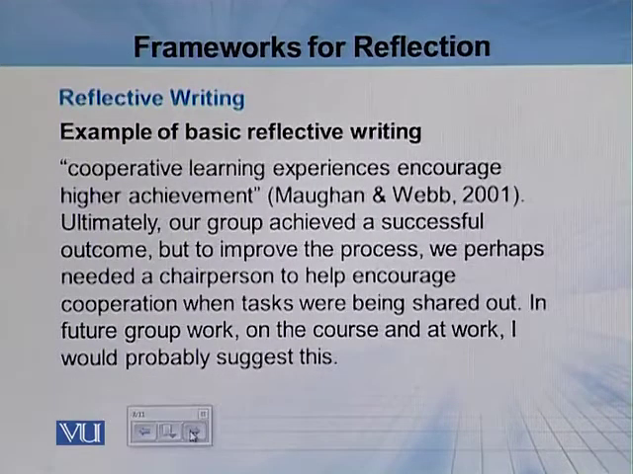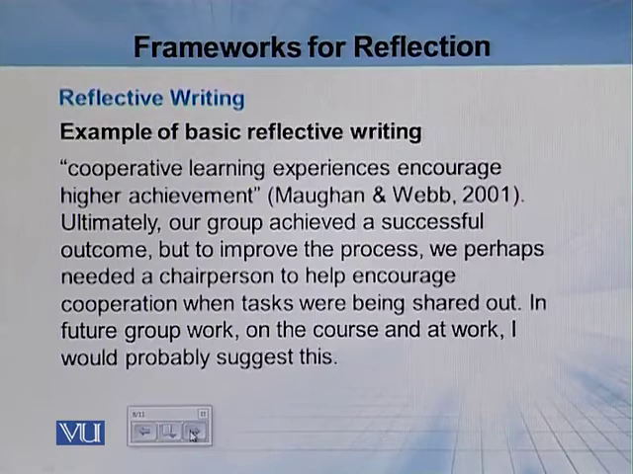And the writing goes on at the end. Ultimately, our group achieved a successful outcome, but to improve the process, we perhaps needed a chairperson to help encourage cooperation. And so at this point in the reflective writing, you can see where the teacher is actually looking at outcomes from the reflection. So in this example, you can see the three components of the reflective writing process.